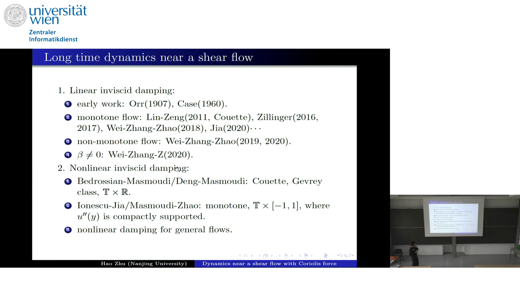And Deng and Masmoudi proved their perturbation space is critical. Ionescu and Jia, and Masmoudi and Zhao, extend it to monotone flow in a finite channel. But the monotone flow is not every monotone flow; it has some assumptions like this. For more general flows, the nonlinear inviscid damping is still open and very challenging.